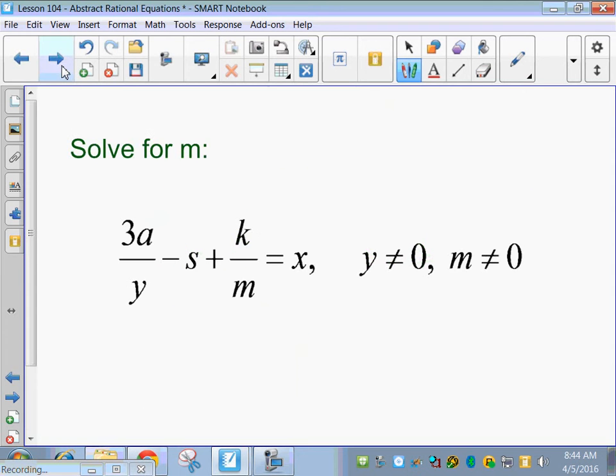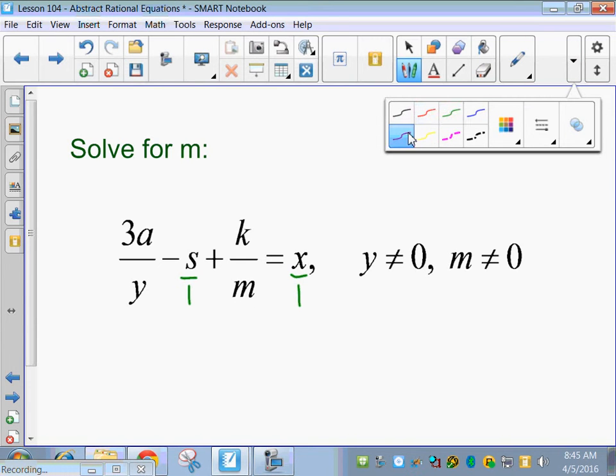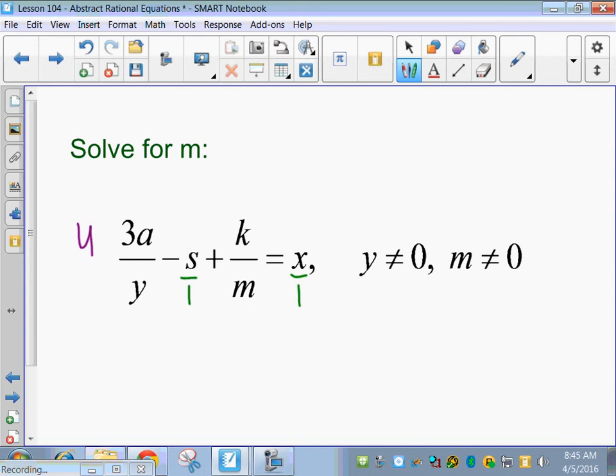Let's try another one. We're going to solve for m. So we have 3a over y minus, and I would put s over 1, plus k over m equals, and I would put x over 1. First step is to multiply by the common denominator, or the least common multiple of the denominator. So we're going to multiply everything by ym, because these are just ones. So ym next to every single term. So I have a ym, a ym, a ym, and a ym.